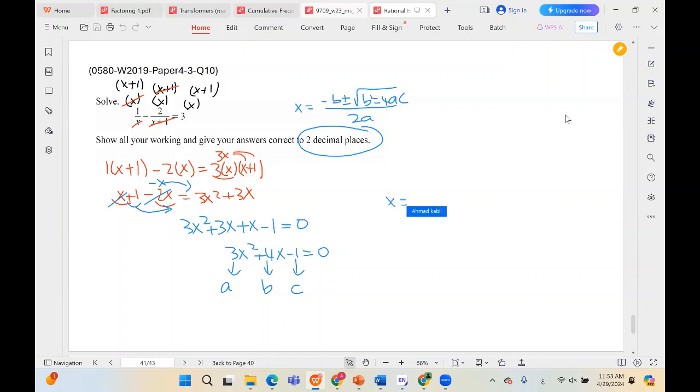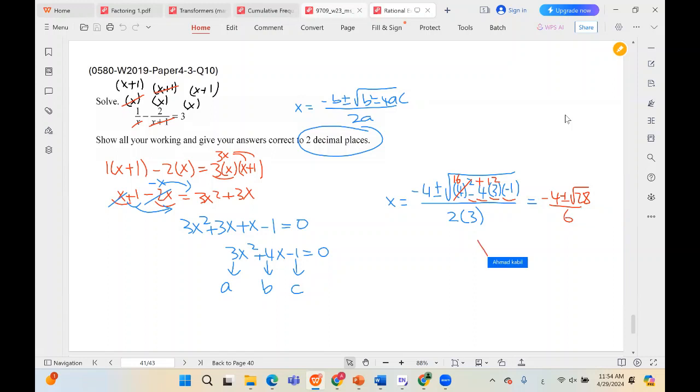So we get x equals minus 4 plus minus root b squared, which is 4 squared, minus 4ac. A is 3 and c is negative 1. And all of this is over 2 times a, which is 2 times 3. So 4 squared is 16. Minus 4 times 3 would be negative 12, times negative 1 would be positive 12, so plus 12. So we have negative 4 plus minus root of 28 over 6.